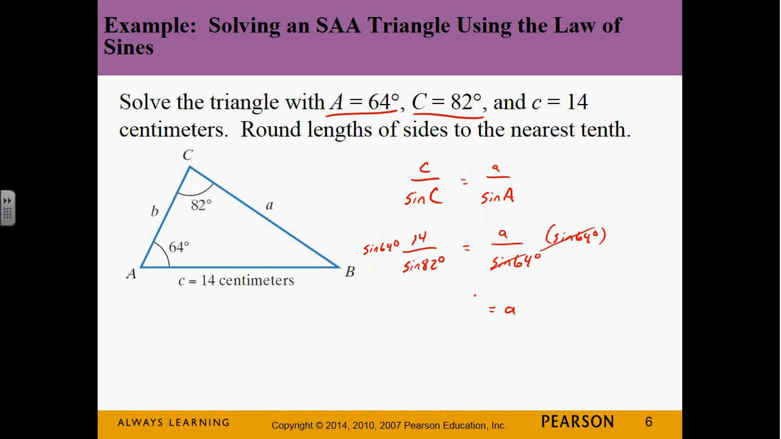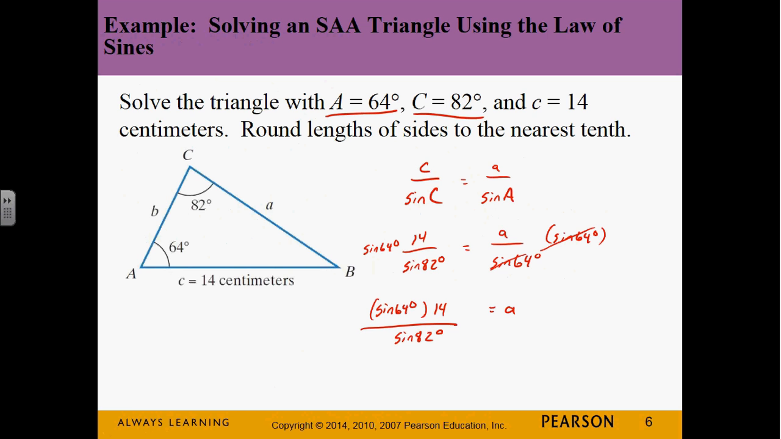I get that A is equal to the sine of 64 times 14 divided by the sine of 82. So we use our calculator, making sure we're in what mode? Degrees, right? Because these have degrees.